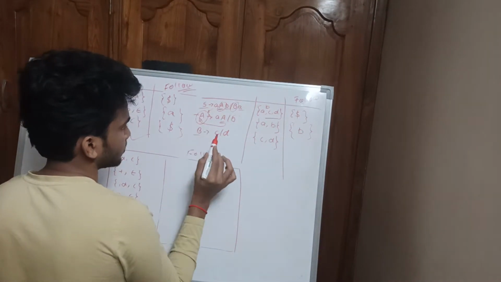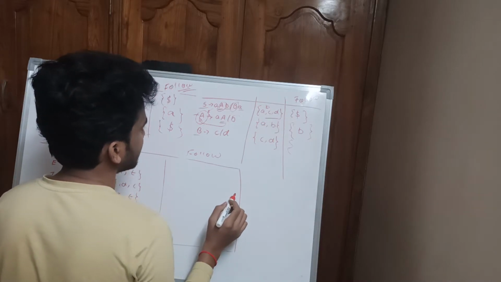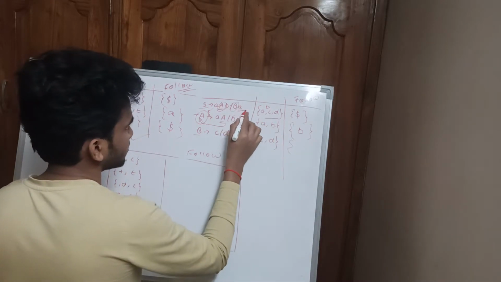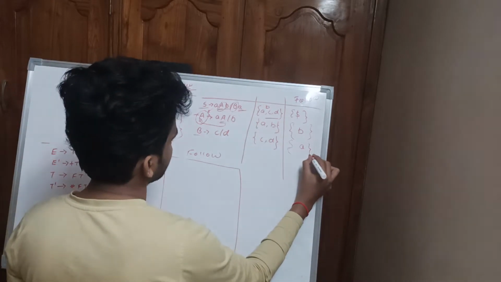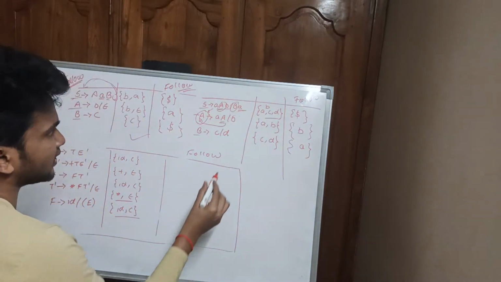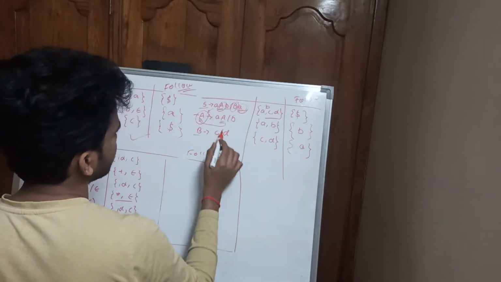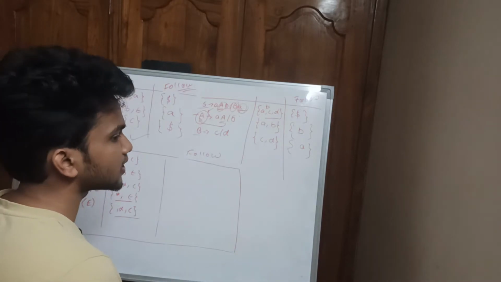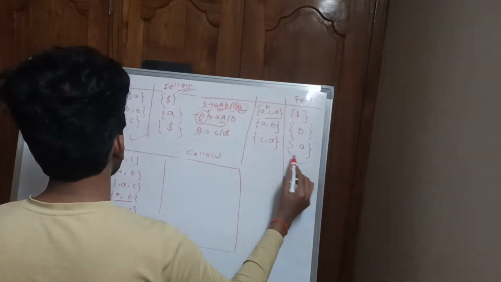Now follow of B. How can we calculate follow of B? Check the presence. Small a is there. That's all. That is, we are calculating the first of these elements. Every following element's first we are calculating, that's all. So this is done, this is done.